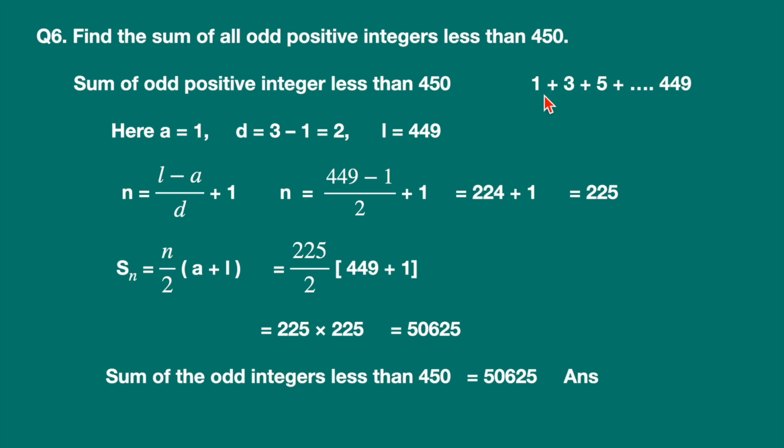Here we do not know the number of terms n. So let us first find out n. Use this formula. We'll get the value of n as 225. Now you can use Sn is equal to n upon 2 into A plus L, because we know the value of L. So substitute these values, simplify, you will get the answer as 50,625. So here we come to the end of the first 6 sums of this exercise 2.6.